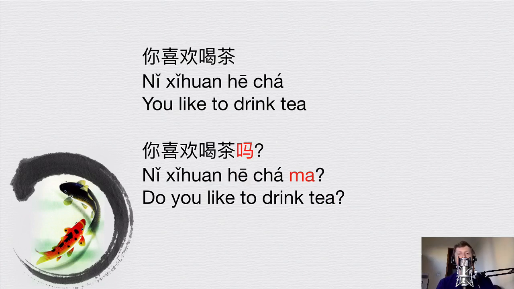你喜欢喝茶. This means you like to drink tea. 你, you. 喜欢, like. 喝, drink. 茶, tea. So this means you like to drink tea. And to make it a question, we just add the ma to the end of the sentence. So it would be 你喜欢喝茶吗? Do you like to drink tea?